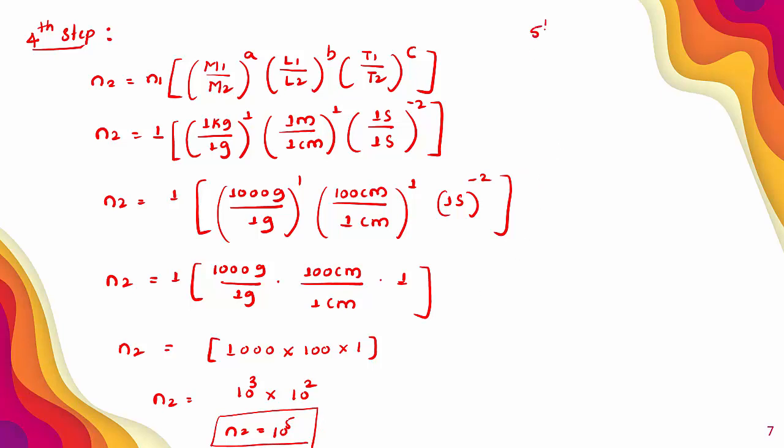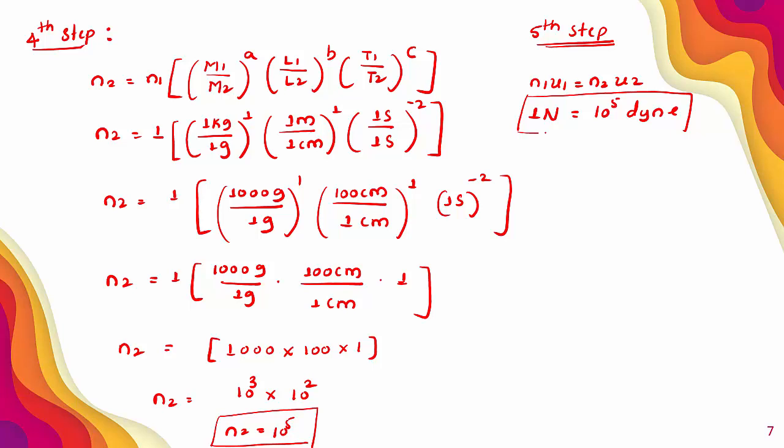Here I am going to write the fifth step. Fifth step, we have the equation N1 U1 equal to N2 U2. So N1 U1, 1 Newton is equal to, what is the value of N2? We got 10 raised to 5 and U2 is dyne. 1 Newton is equal to how many dynes? 10 raised to 5 dyne. So this is how we converted one system into another system, Newton to dyne. So these 5 steps you have to follow to convert one system to another system.